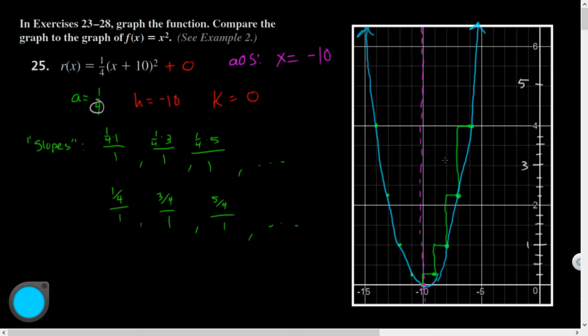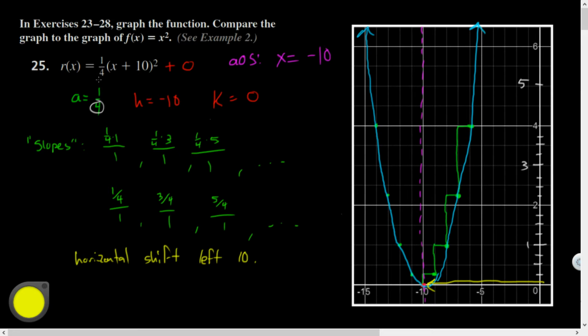So here we go. Here's our parabola. I've graphed it. They said also compare the graph to the original function. So this A and this H, the H results in a horizontal shift left, right? Because it moved it left 10 units. Left 10.